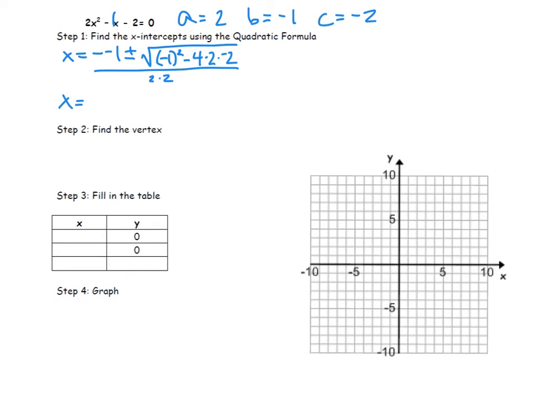X equals negative 1 is positive 1. Plus or minus the square root of negative 1 squared. Again, be careful. Negative 1 times negative 1 is positive 1. When we do our math here, we're going to have a negative times a positive times a negative, so that will become positive. 4 times 2 is 8, times 2 is 16, and divided by 2 times 2, which is 4. X equals 1 plus or minus, again we're coming up here, the square root of 17 divided by 4.